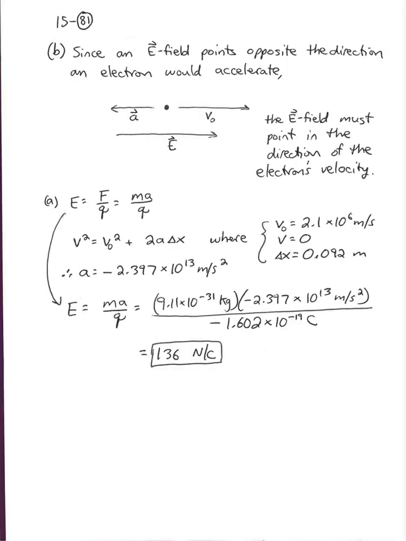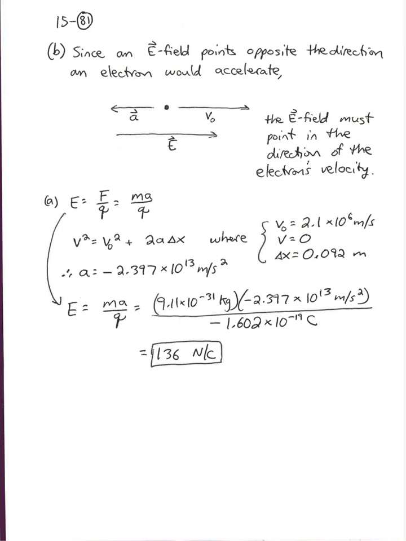Number 81. An electron is traveling with speed 2.1 times 10 to the 6th meters per second when it enters a uniform electric field that is parallel to its direction of travel. After moving for another 9.2 centimeters, the electron comes to rest. What is the magnitude of the electric field? What is the direction of the electric field relative to the electron's original motion? Okay, so this electron is going fast, and it's going to be slowed down.